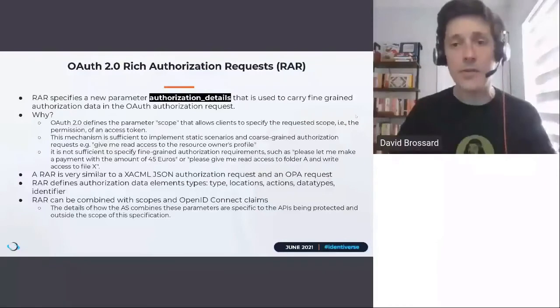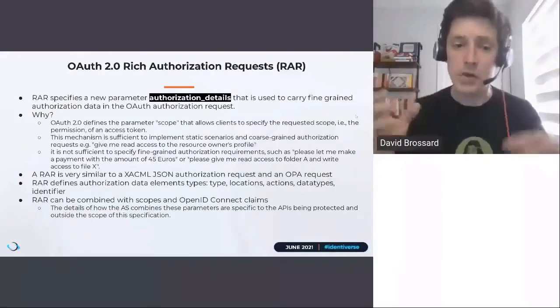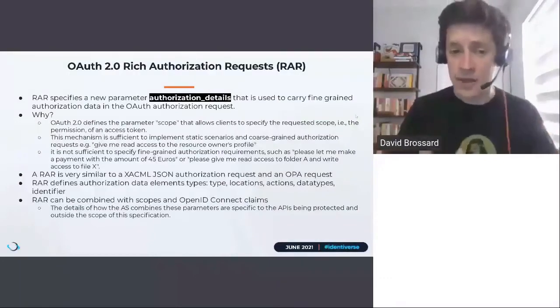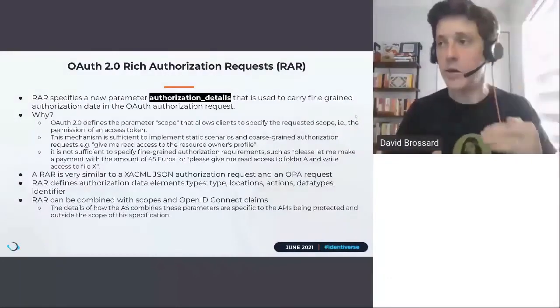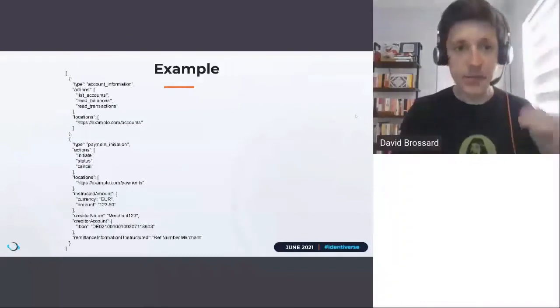The authors of the standard have also planned to make Rich Authorization Requests compatible with or combinable with scopes and claims, so you can actually increase the number of authorization checks.